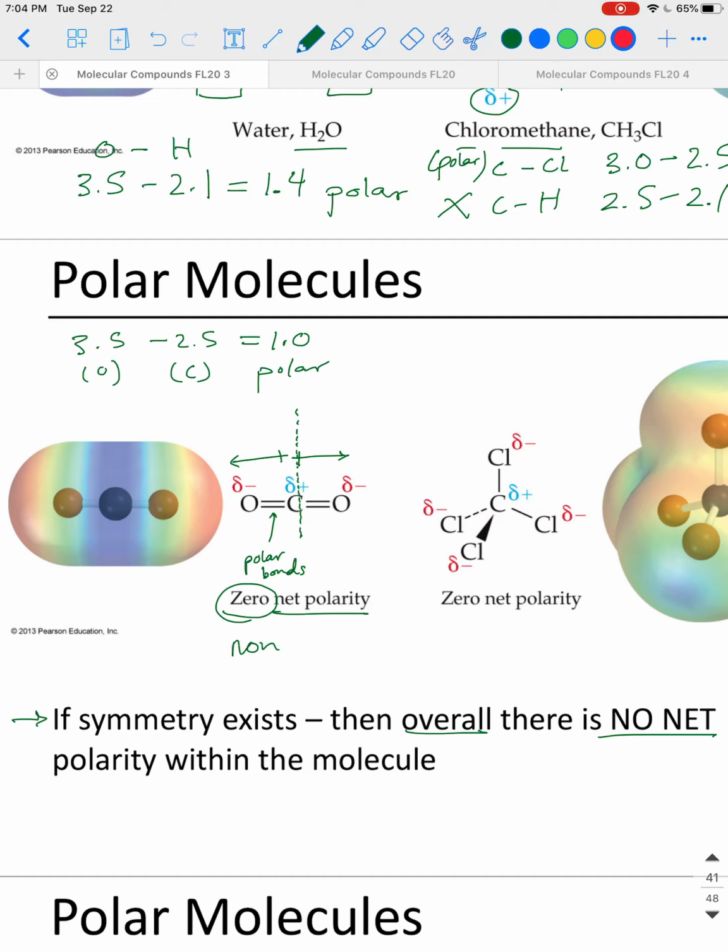This is a non-polar molecule. So you can have lone pairs, and in fact these oxygens also have lone pairs. Those are not drawn in. You can have lone pairs, you can have polar bonds, but if the shape of the molecule is such that it is symmetrical, it is a nonpolar molecule.